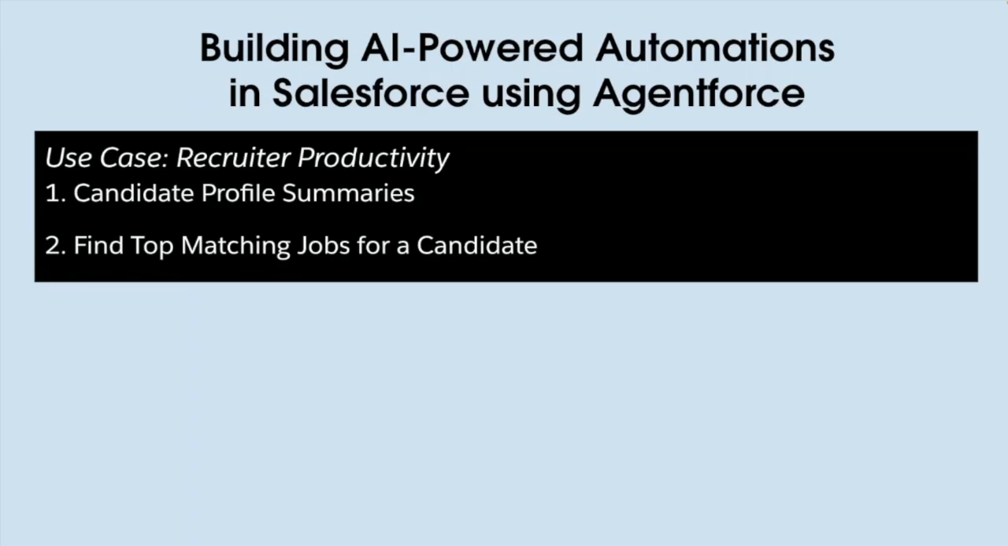The second is around AI-powered job matching. Oftentimes, recruiters spend a lot of time matching candidate profiles to the right jobs. So this automation will recommend the best jobs for a candidate by analyzing their uploaded resume document and matching it against the open position records in Salesforce.